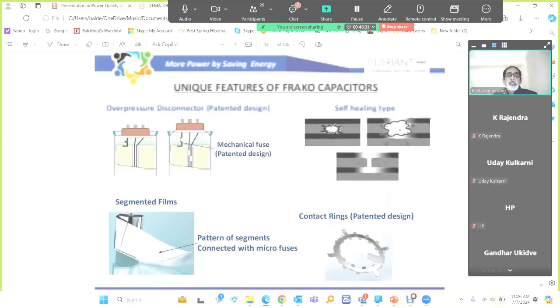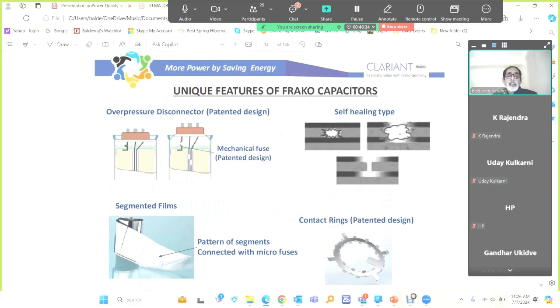And the third thing is this segmentation. The film is segmented. Suppose we have one continuous film. This is used to enhance the life of the capacitor. Suppose we have a heavy current inside, any inrush current for any reason, and it is one continuous film. Then if it is a bigger fault, the fault spreads throughout the film and the capacitor fails. But if we have segmentation, the fault is restricted to a particular segment, and the capacitor continues to run. Only one segment is isolated.